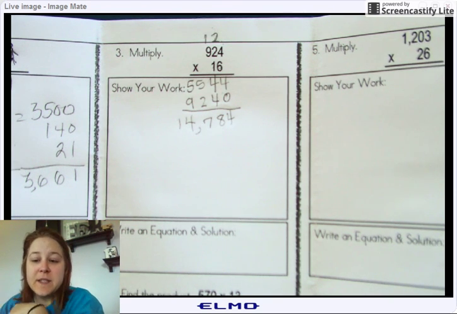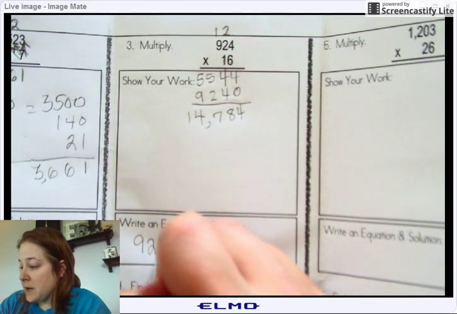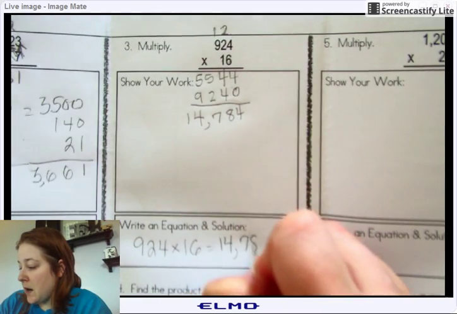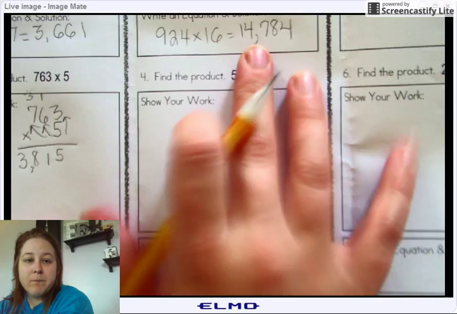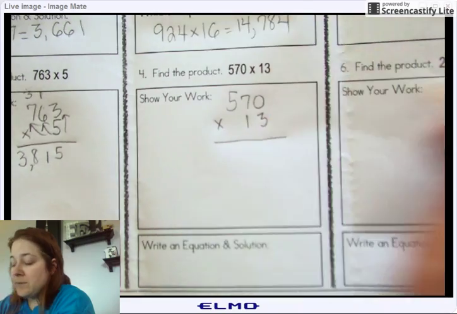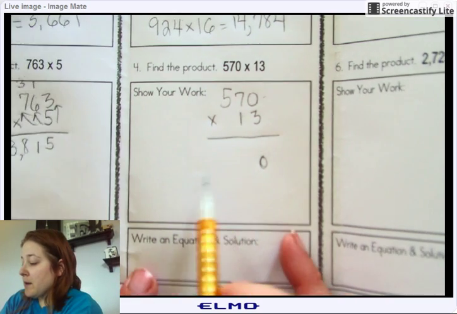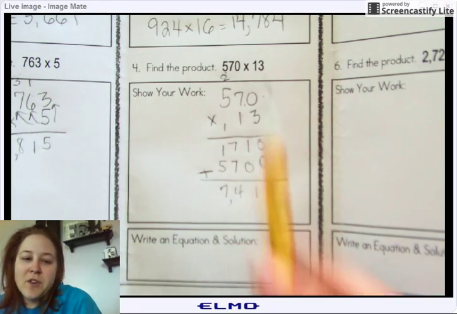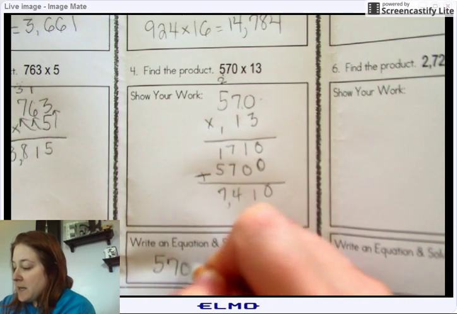What you should have gotten for this one is 14,784. Once again, I'm going to write my equation down here. Okay. And keep going. Try 570 times 13. Don't forget, once again, you're going to have a 0 here because you're now moving to your 10 spot when you get there. Okay, what you should have gotten for this one is 7,410. And making sure that you are writing down your equation again.